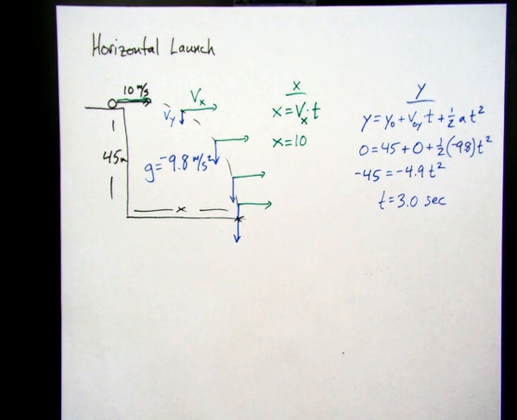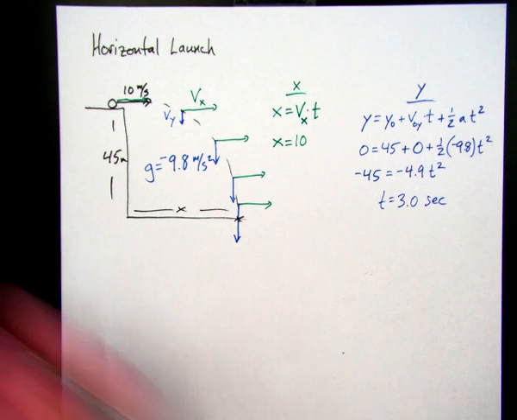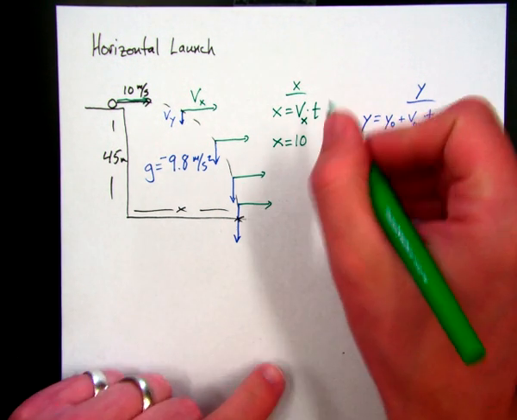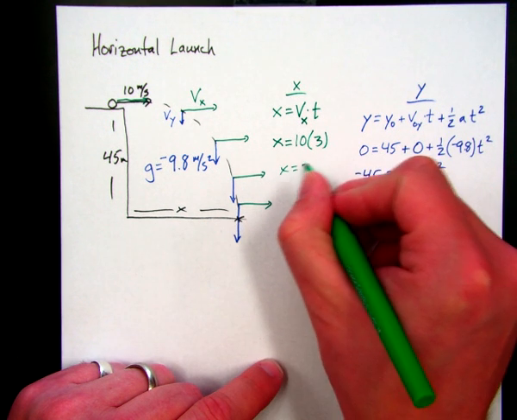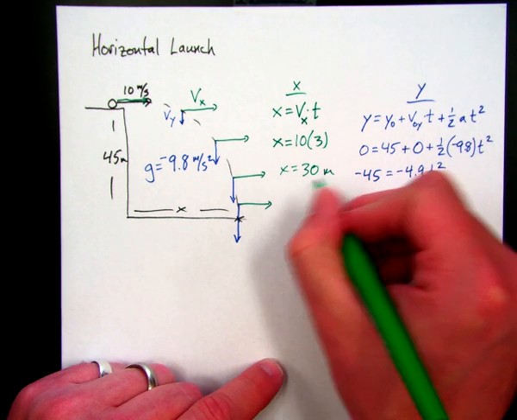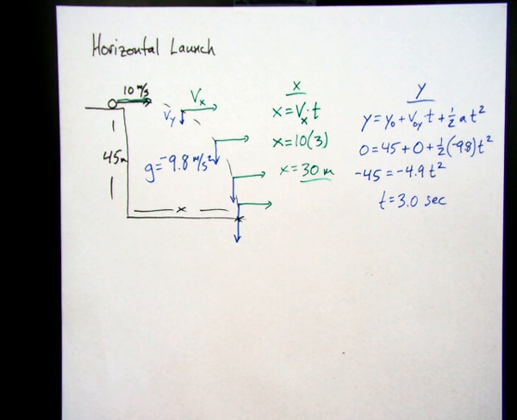Well, if it takes 3 seconds to land, then it's going to be flying horizontally for 3 seconds. So this object travels a distance of 30 meters. It's just that simple.